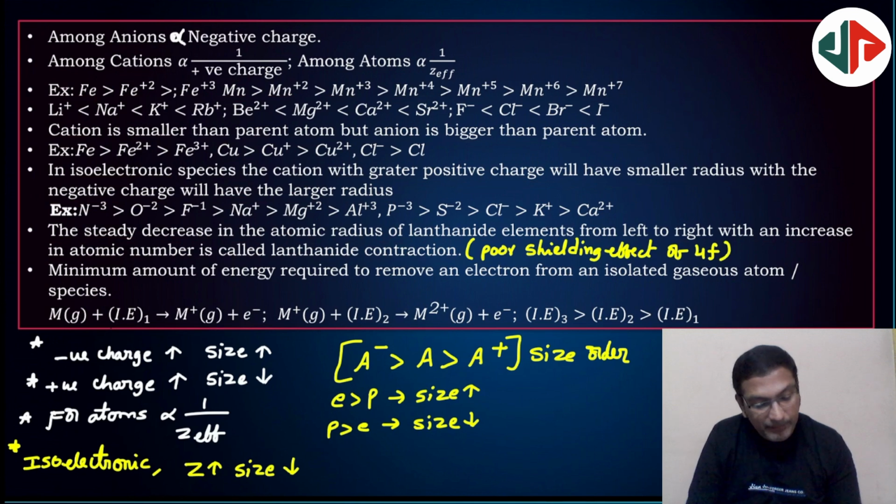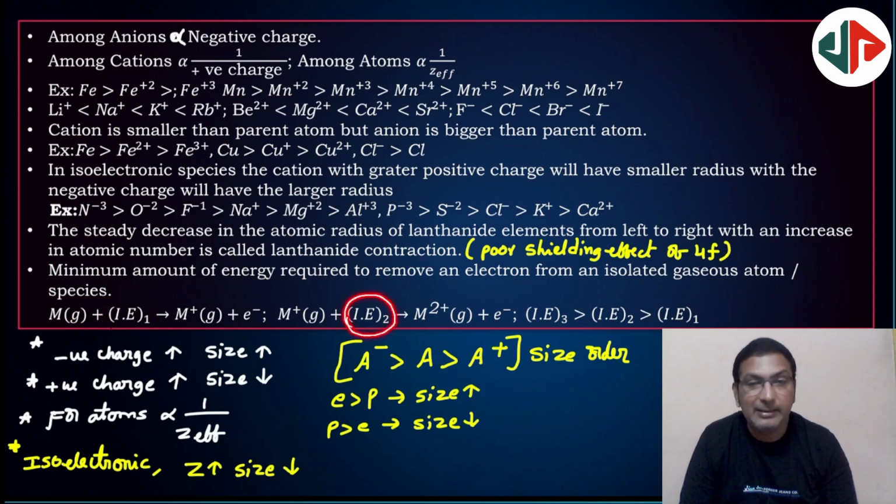Next, ionization energy. The minimum amount of energy required to remove an electron from an isolated gaseous atom is ionization energy. So here M gaseous, that is a neutral atom, will be converted to unipositive. Simply we can say IE1 is removal of the first electron, IE2 is removal of the second electron, IE3 is removal of the third electron, and so on. IE1 converts a neutral atom to unipositive, IE2 converts unipositive to dipositive.